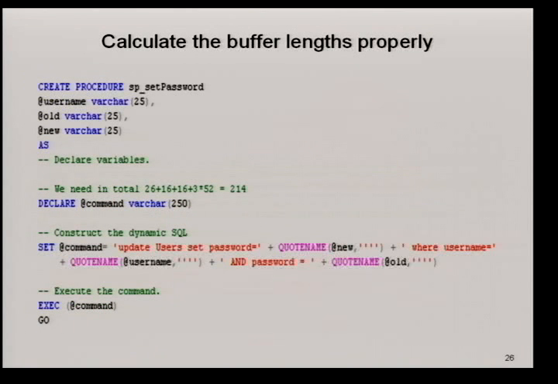So that's the first issue: you can modify the developer-intended SQL statement by truncating the command. How do you mitigate them? Calculate the buffer length properly. In this case, because the new variable is declared as 25 characters, quote name is going to return 52 characters when all the characters in the parameter are single quotes. So you need 26 for the update users class expression, 52 here, 16 here, 52 here, 16 more here, and 52 more here. So you need at least 214.